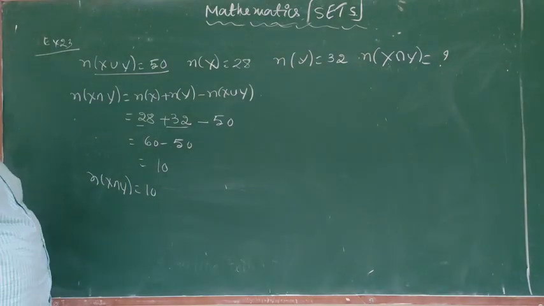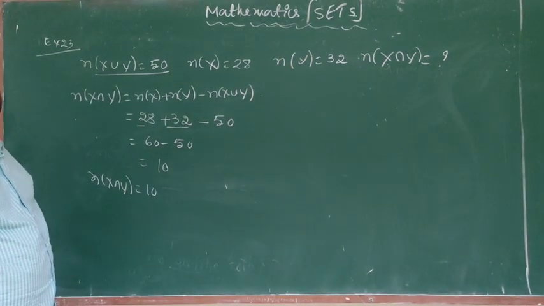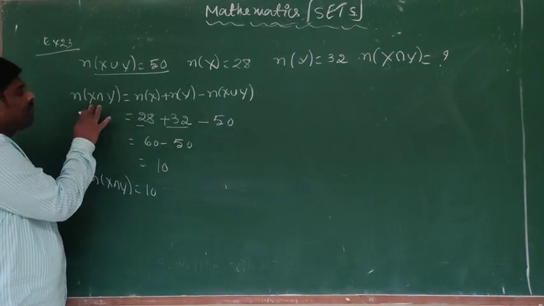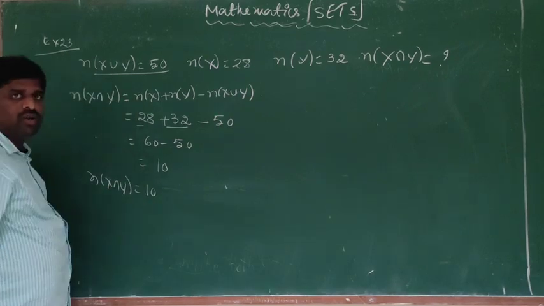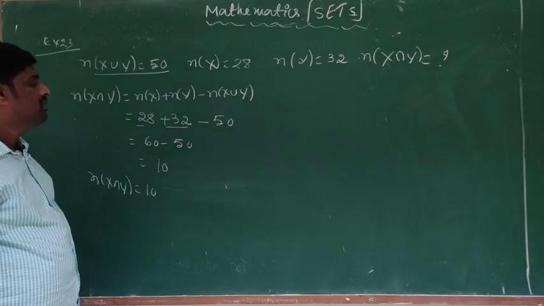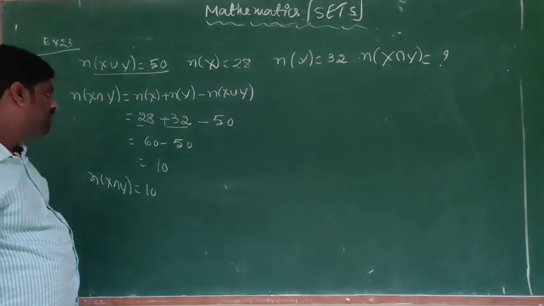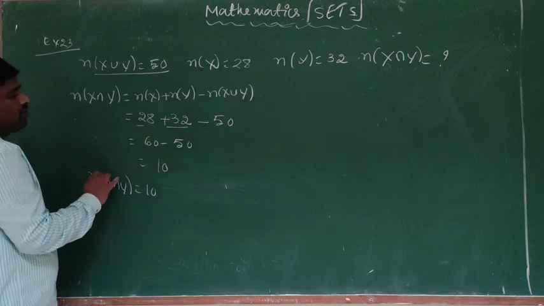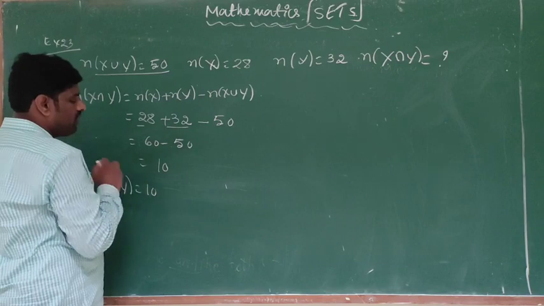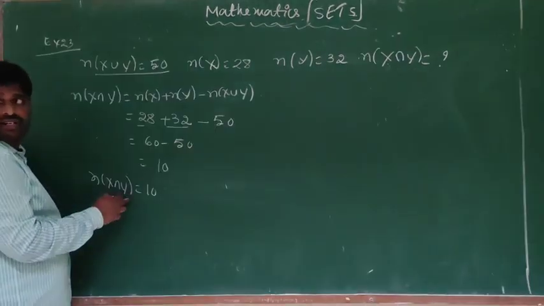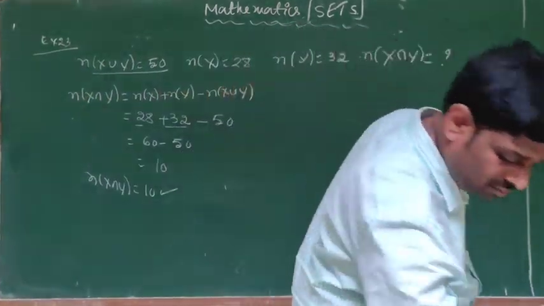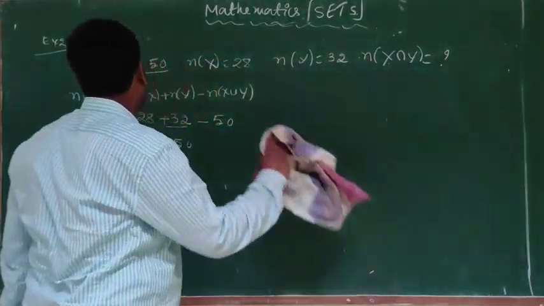In this exercise, 1 mark 100% will be given for 3 marks. So the direct formula is n of X intersection Y is equal to n of X plus n of Y minus n of X union Y. Substitute the values. 28 plus 32 is 60, 60 minus 50 is 10. n of X intersection Y is equal to 10. Next question.